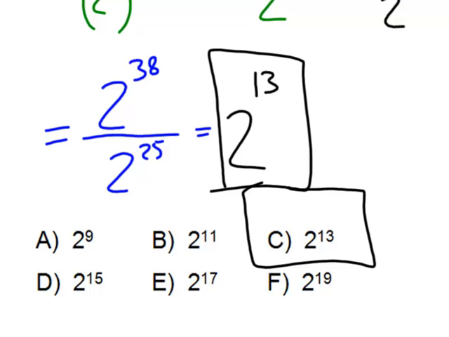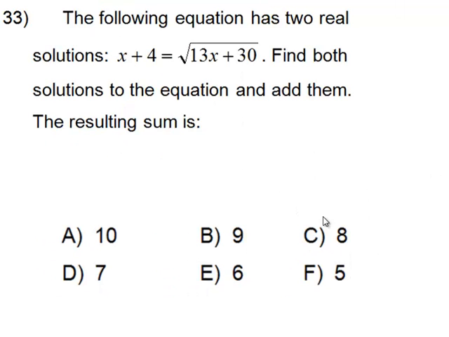Okay, let's keep going. Number 33. The following equation has two real solutions. I was awfully nice there. I didn't really have to tell you how many solutions it has. I could have very well expected you to figure that out on your own, but I'm telling you there are two solutions here. Find both solutions and add them up and give me the resulting sum.